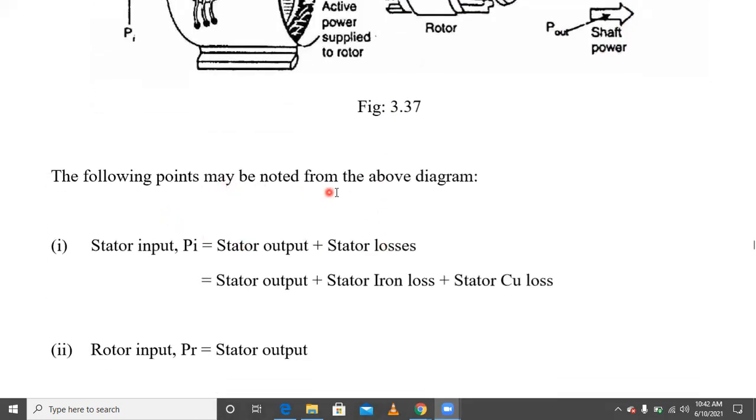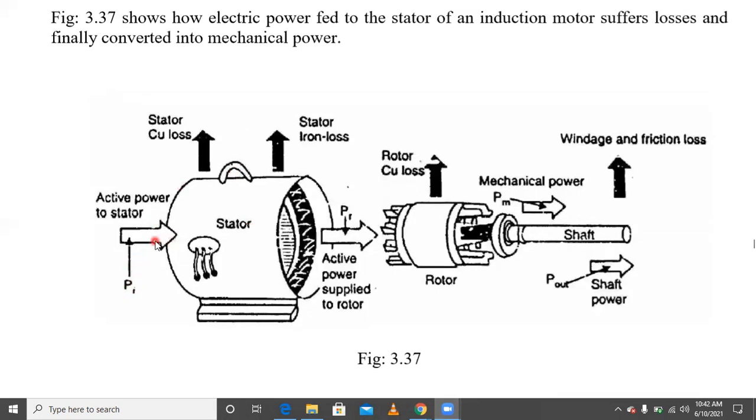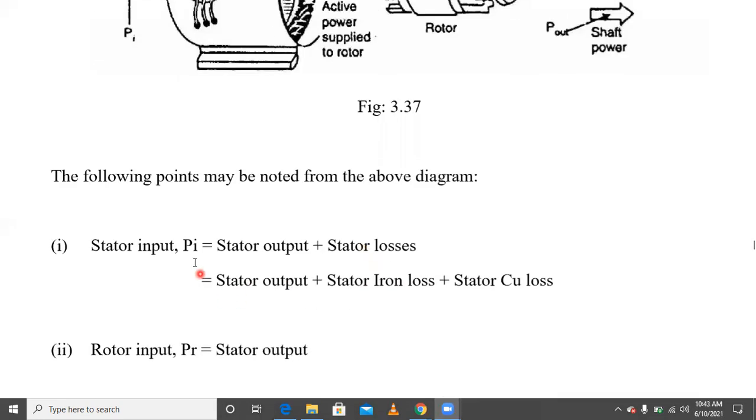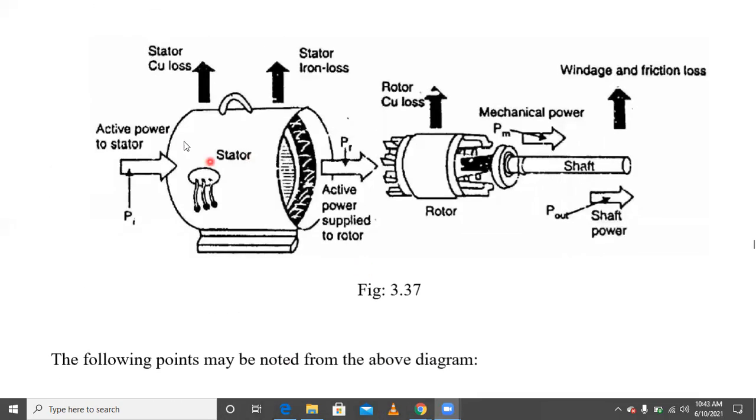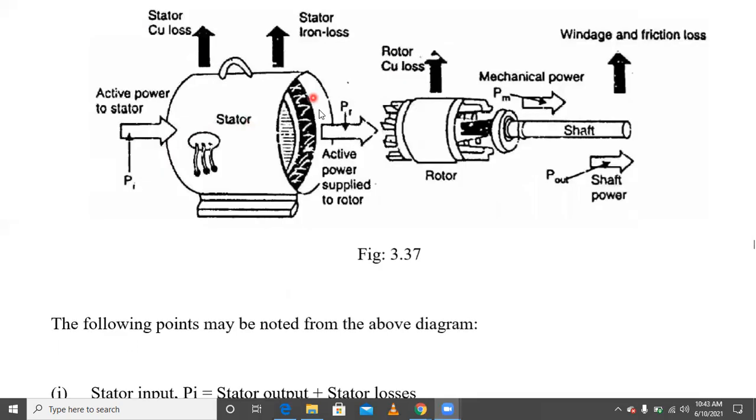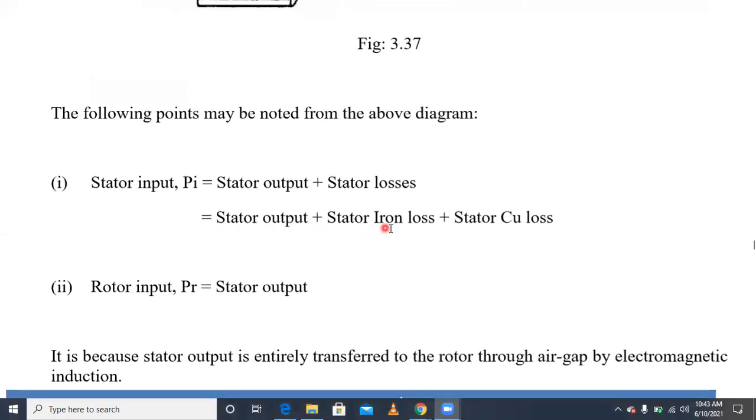Understood? The following points may be noted from the above diagram. The stator input is called PI. The stator input is nothing but stator output plus stator loss. This input is equal to the stator output, that is the rotor input, plus the stator loss. That is stator output plus stator iron loss and stator copper loss. What are the losses here? Stator copper loss and stator iron loss. That's why stator output plus stator iron loss plus stator copper loss is called stator input.